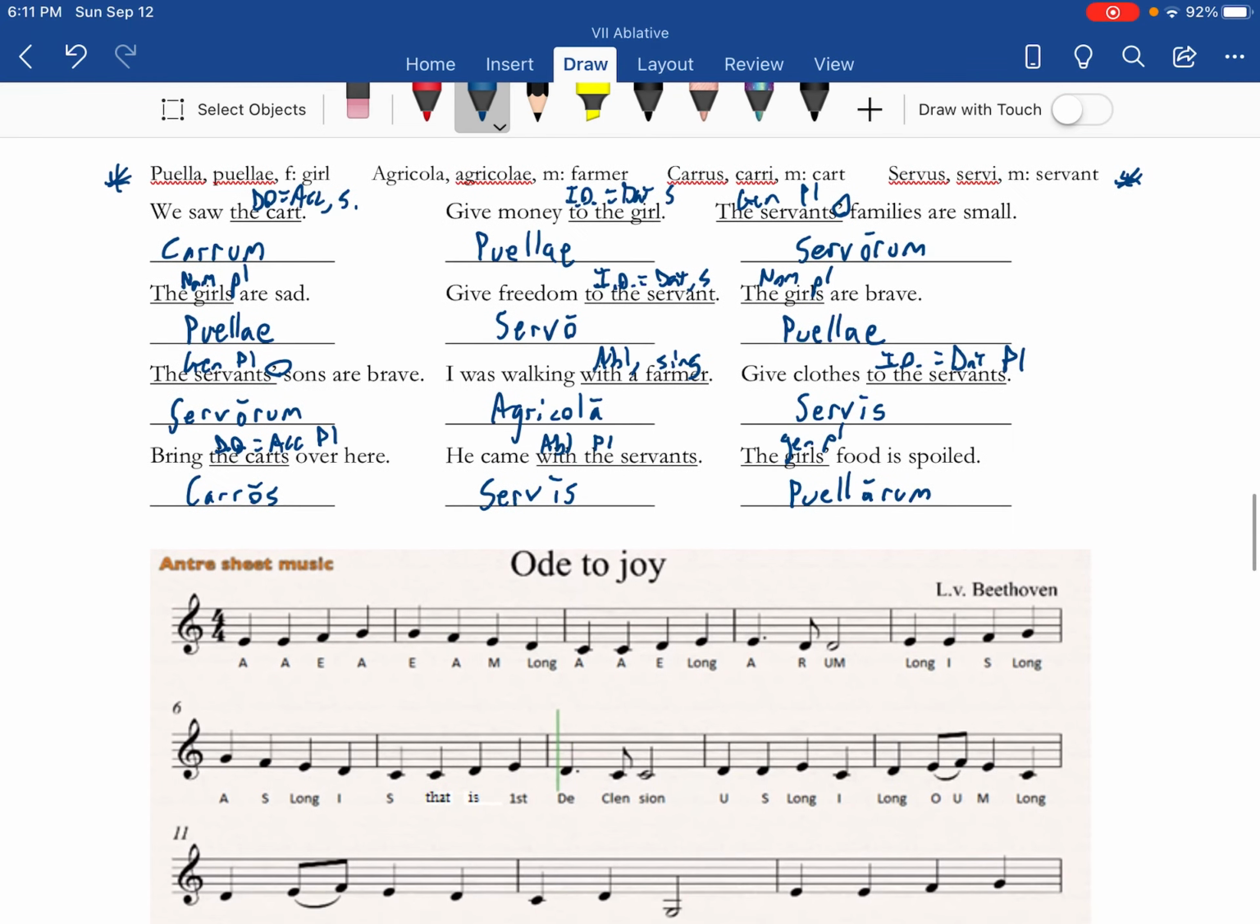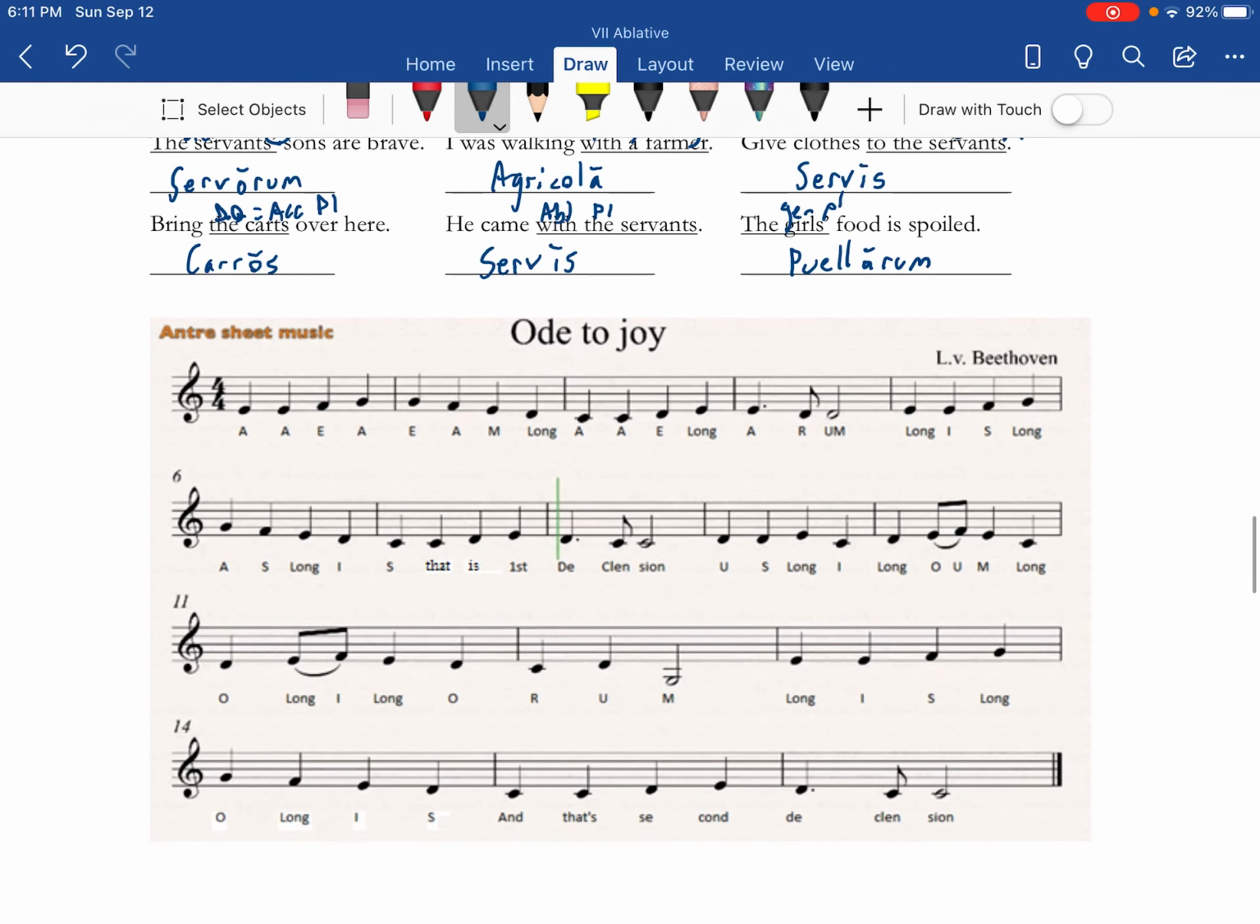If you have any questions about that, please let me know. If you need another explanation, just play it back. Right here, I'm not going to sing it for you, but this is a mnemonic I made for first and second declension. If you notice, that's the ending, that's the ending, that's the ending. Well, this is kind of split up. That's an ending, that's an ending. And then same deal here.